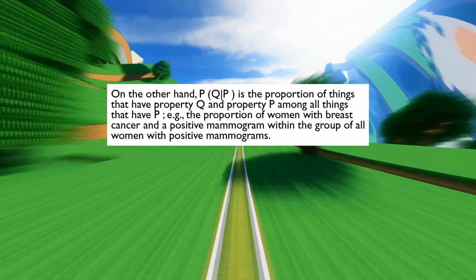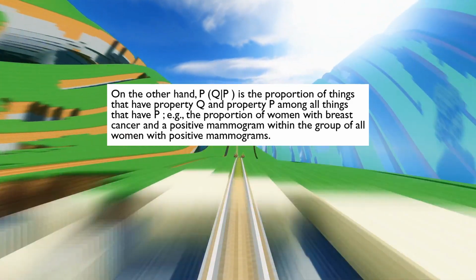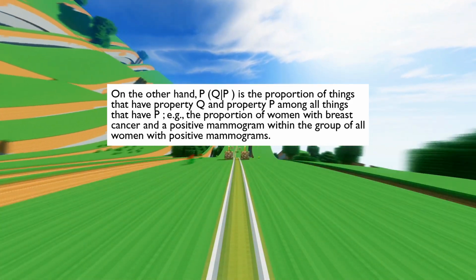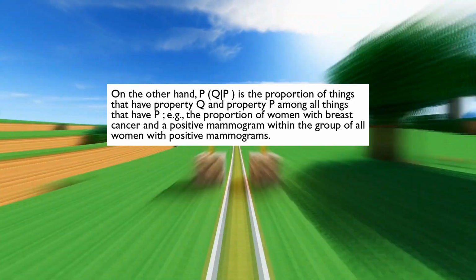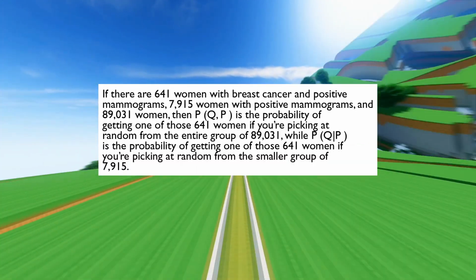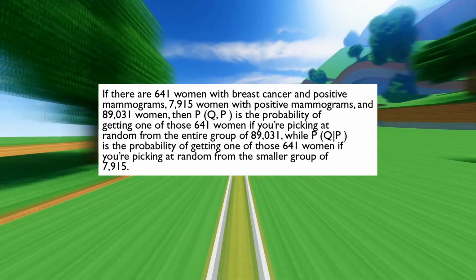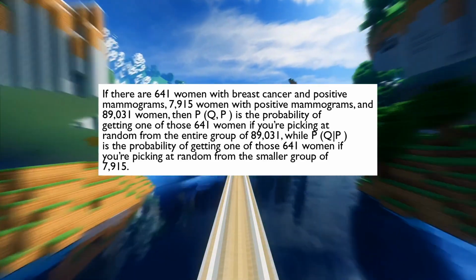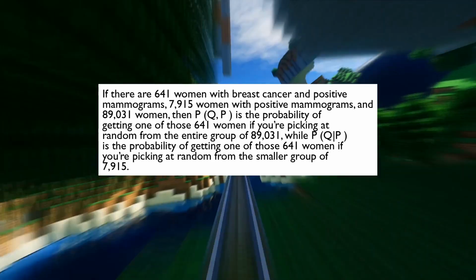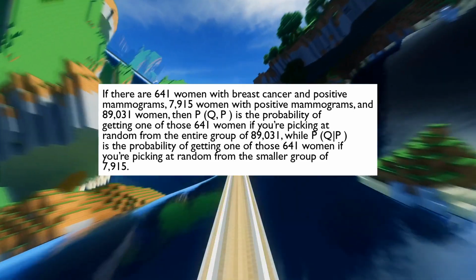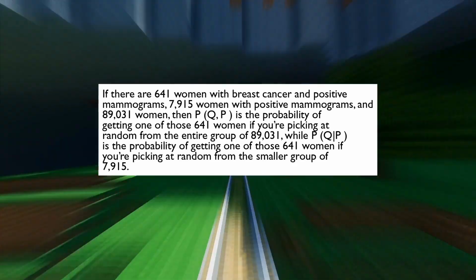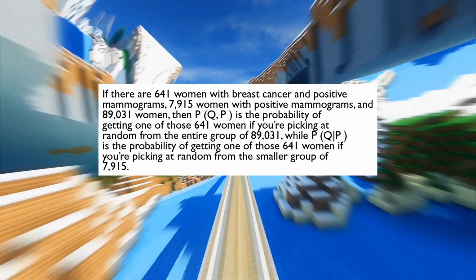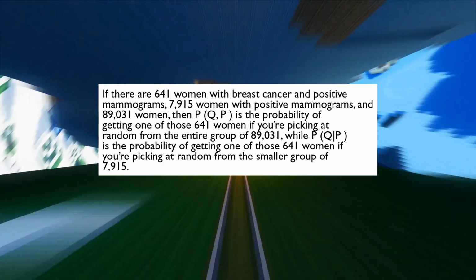On the other hand, P(Q|P) is the proportion of things that have property Q and property P among all things that have P. For example, the proportion of women with breast cancer and a positive mammogram within the group of all women with positive mammograms. If there are 641 women with breast cancer and positive mammograms, 7,915 women with positive mammograms, and 89,031 women, then P(Q,P) is the probability of getting one of those 641 women if you're picking at random from the entire group of 89,031, while P(Q|P) is the probability of getting one of those 641 women if you're picking at random from the smaller group of 7,915.